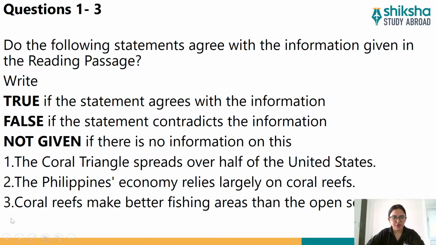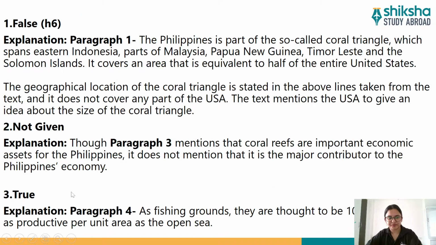Okay. So coral reefs make better fishing areas than the open sea. This is the question. Now, if we look at the answer, of course, it is true. And the explanation has been given in paragraph 4. So you can read later on when you rewatch the video and see where we found this line. In paragraph 4, there was one of the lines which says, as fishing grounds, they are thought to be 10 to 100 times as productive per unit area as the open sea. So you can see here the language is quite different, but the meaning remains the same.